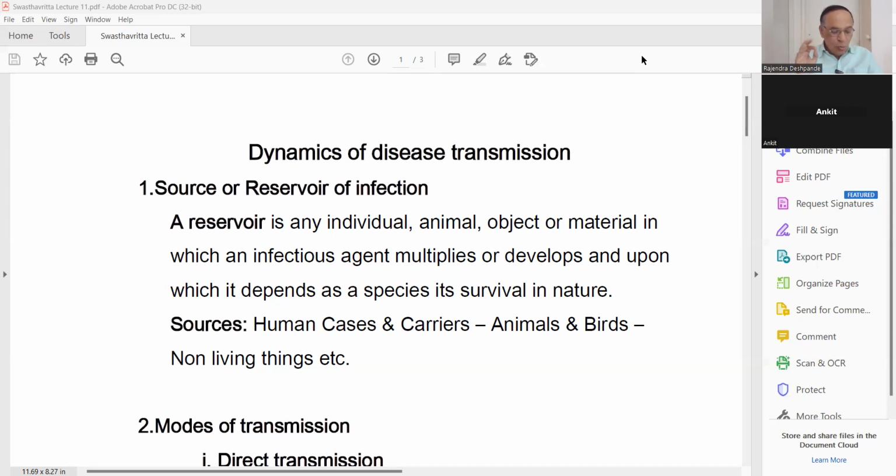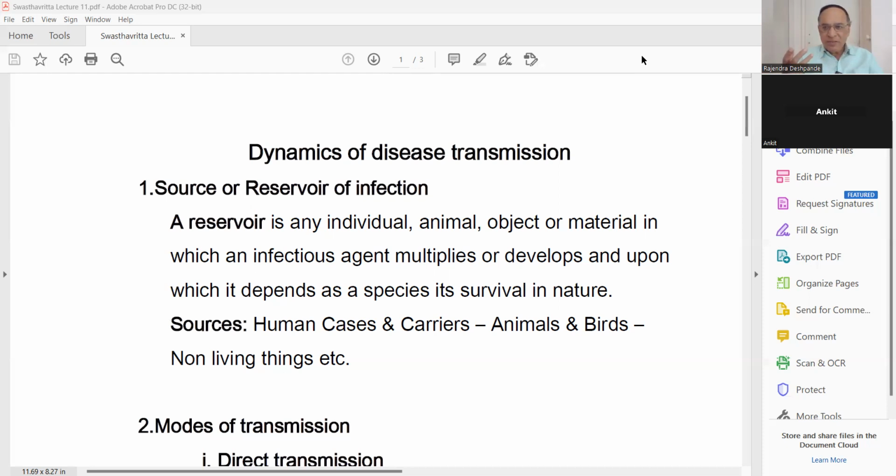Occupational health. School health services. And now, today and the last few lectures, we are studying epidemiology. Epidemiology: how the disease spreads in the society and how to control that particular disease.